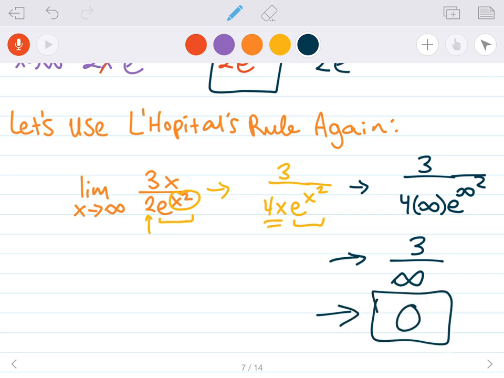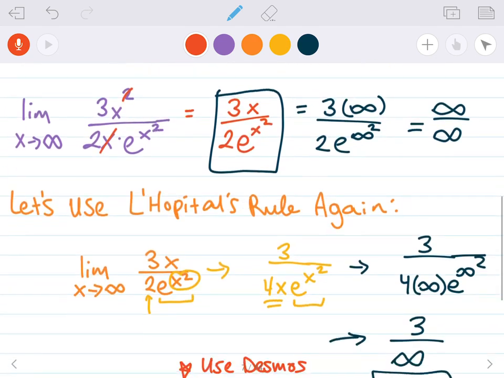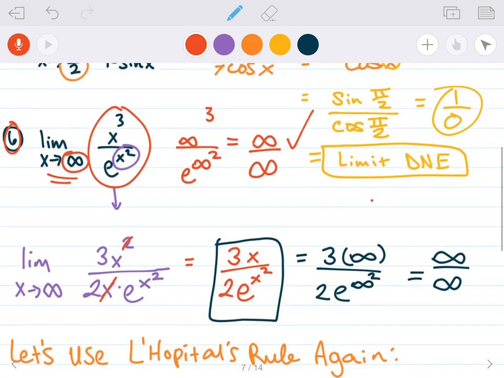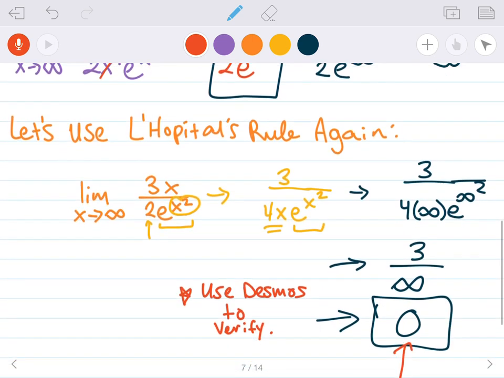Now we could go in Desmos, and I'm going to write this as a note. Use Desmos to verify. So you guys can do this. What was the function we started with? We started with this one. See what happens as x goes to infinity. Is it true that y is going to 0 for that original function that we started out with? And you'll see that, yes, that is the case. At least I hope it's the case.